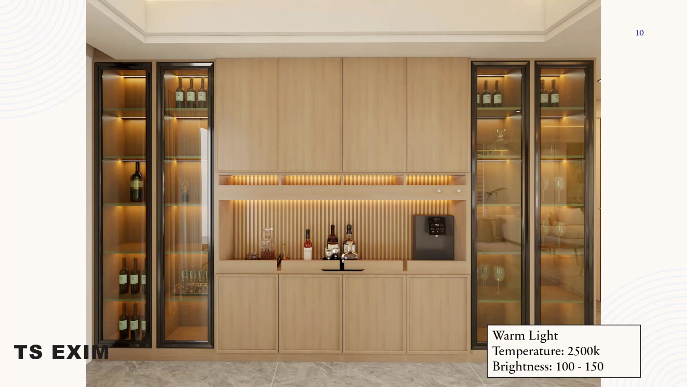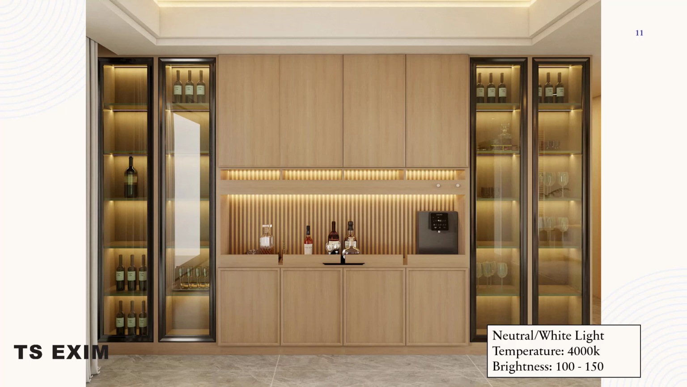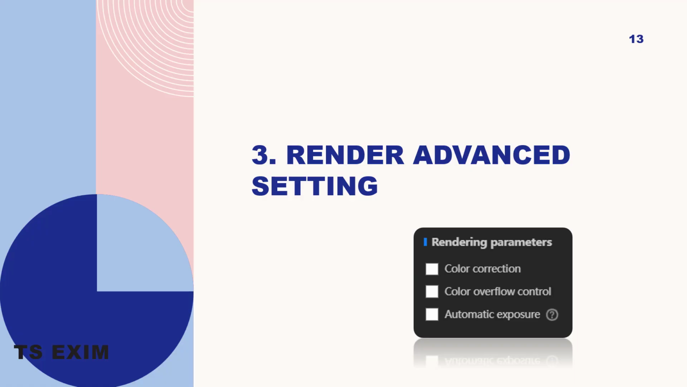Again, I will show you the rendering images so you guys can differentiate. This is the warm light effect. This is the neutral or white light effect. This is the cold light effect. So I hope you guys can differentiate the difference between the lights. And remember, it's very important to play around with the temperature and the brightness in order to give this kind of light effect. So next topic, we have render advanced setting.